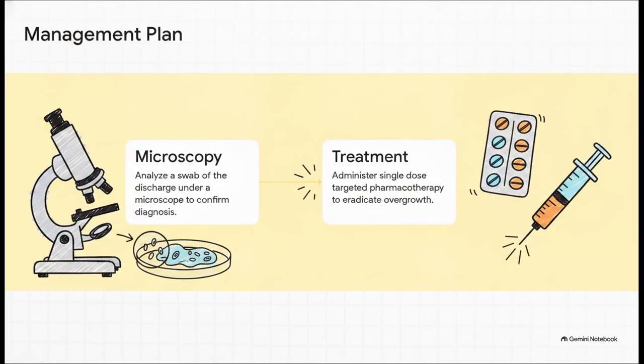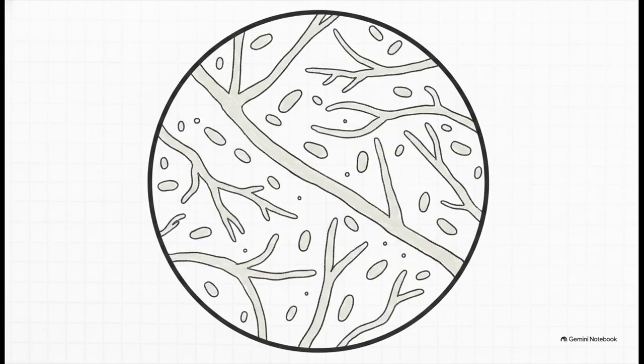The management algorithm here is refreshingly simple. It breaks down into 2 super effective steps. First, you analyze a swab of the discharge under a microscope to lock in the diagnosis. And second, you administer targeted, rapid-acting pharmacotherapy to knock out the overgrowth. For that investigation step, microscopy is absolutely key.